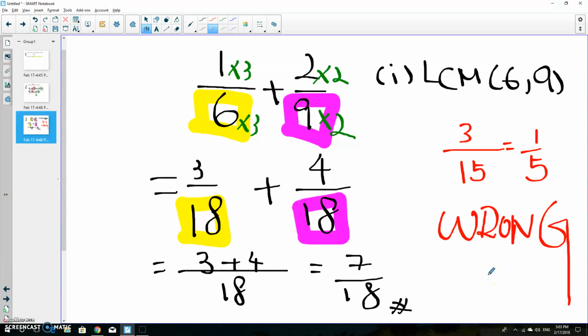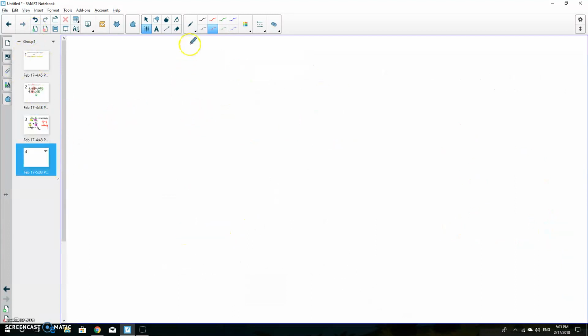So that is wrong. You are not going to do that crazy thing again. You are going to look for the lowest common multiple and try to fix it. And actually, there's another way to do it. However, this way is not as easy, I would say. So assuming I'm going to give you the same question again, 1 over 6, 2 over 9.